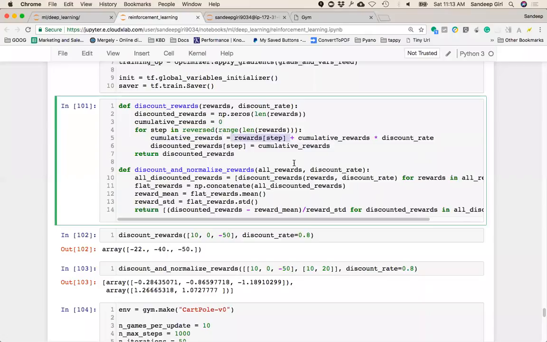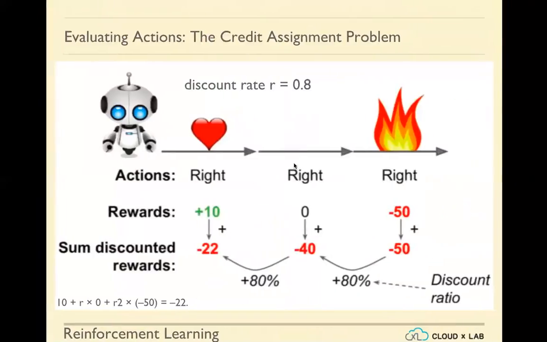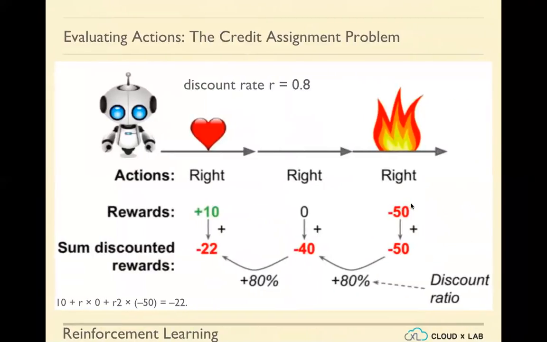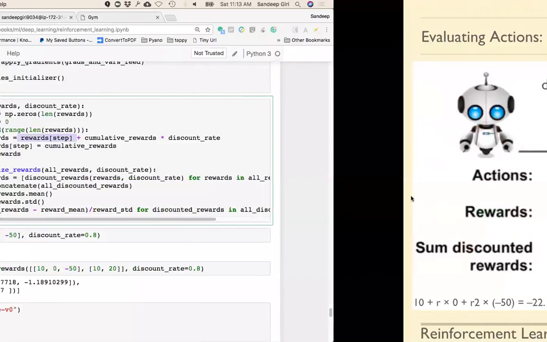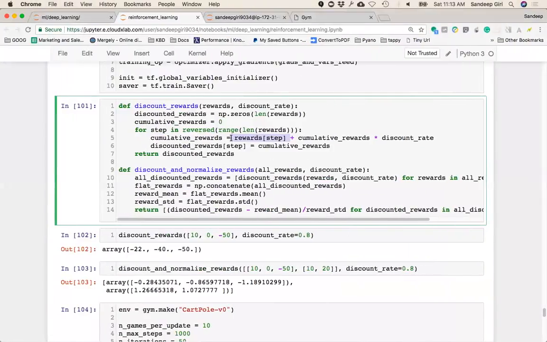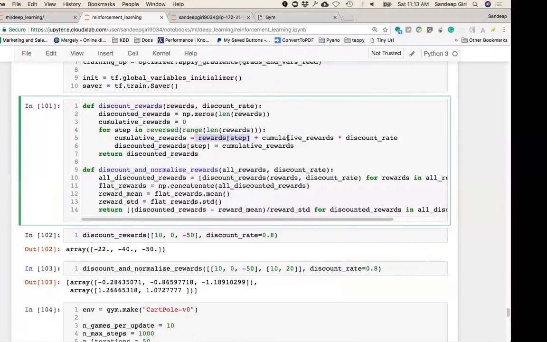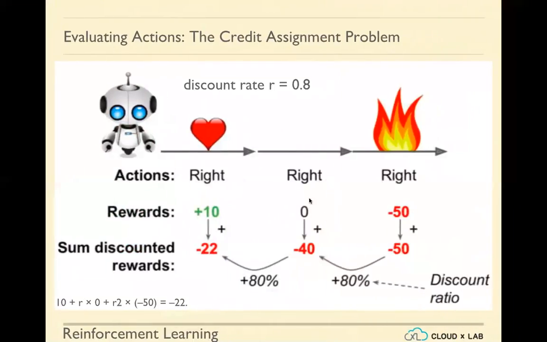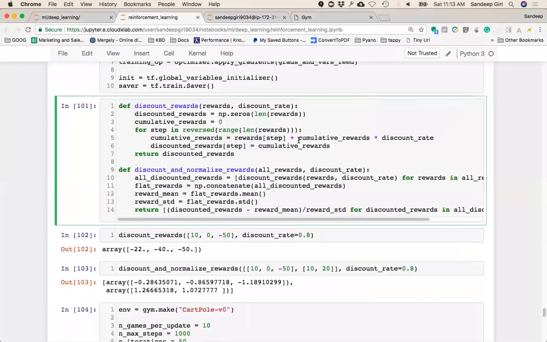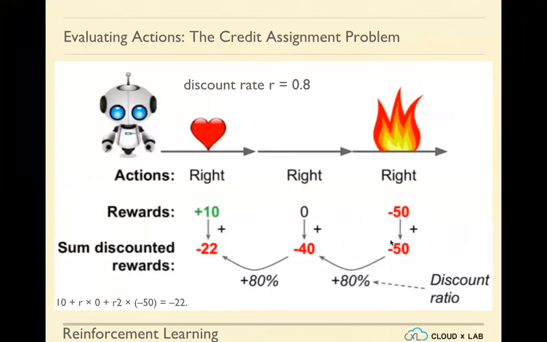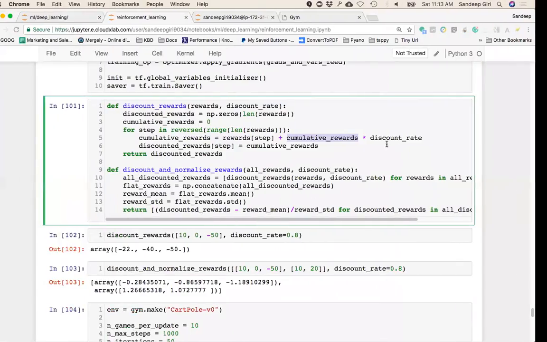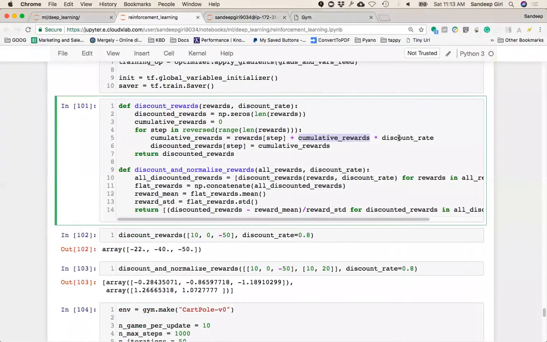In the initial one, okay? At this stage, the cumulative and the actual one are the same. Then we go to the next step, which is rewards at step 1. This one is 0. And then we multiply the cumulative rewards, whatever was the previous one, which was minus 50, by the discount rate, which is 0.8. Okay, so that's our cumulative rewards, and that's how we keep going back and back.